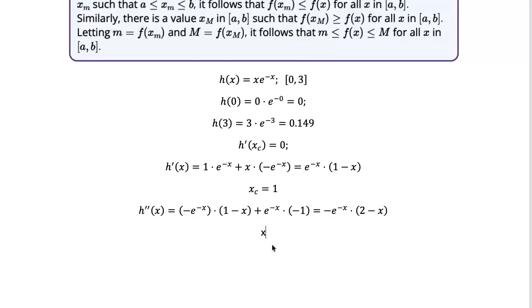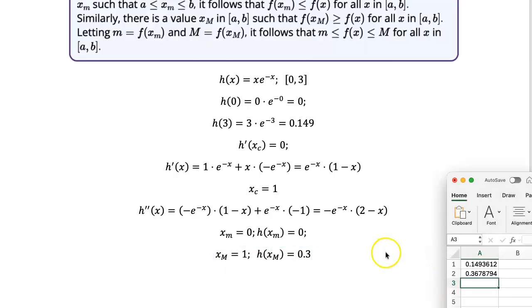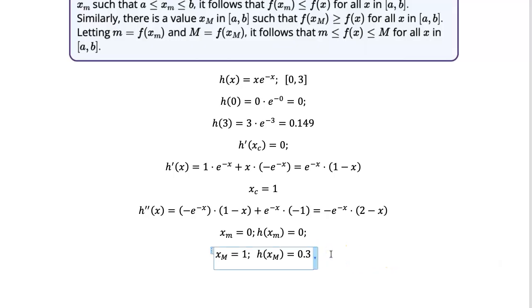And so we know we have two things now. We have the location of the minima at 0, and there h of x at m is 0, and we know the location of the maxima is at 1, and h of x at the maxima is 0.368. And that covers this function.